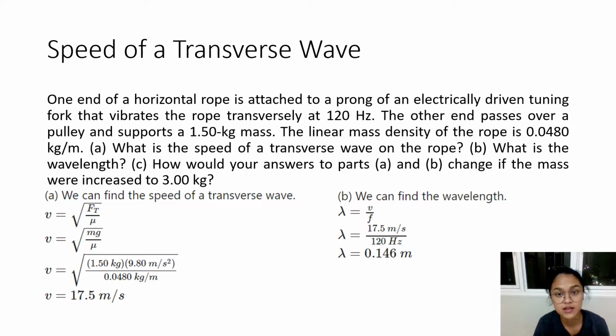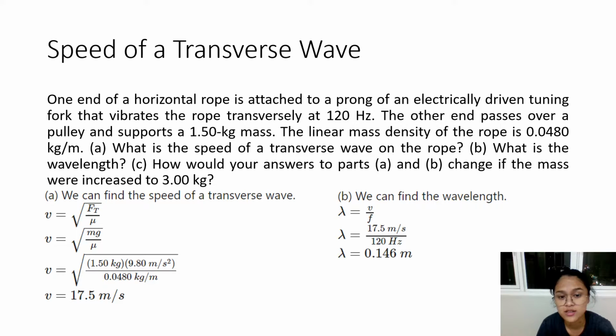For this item, we will be discussing the speed of a transverse wave. So one end of a horizontal rope is attached to a prong of an electrically driven tuning fork that vibrates the rope transversely at 120 Hz. The other end passes over a pulley and supports a 1.5 kilogram mass. The linear mass density of the rope is 0.0480 kilogram per meter.